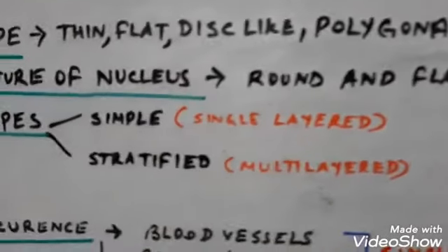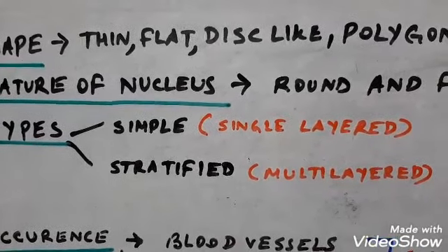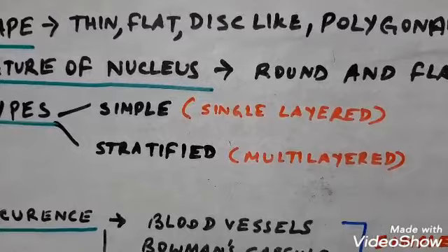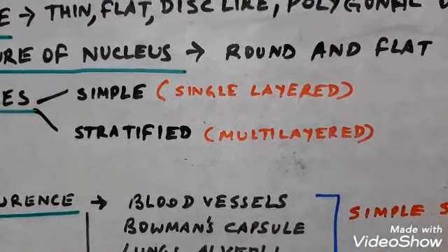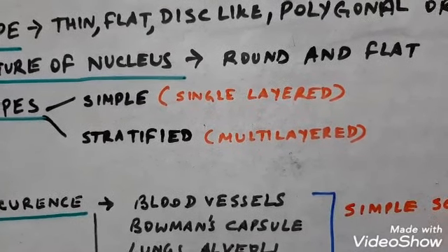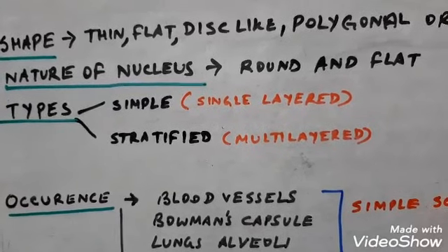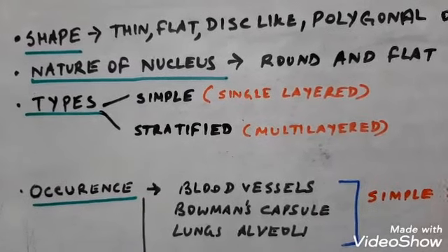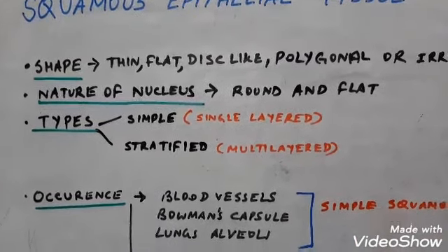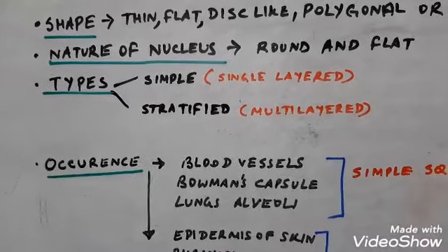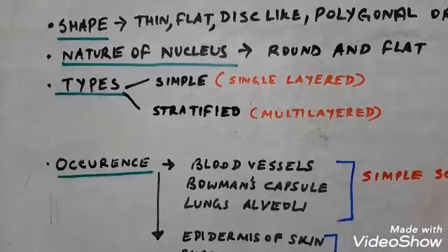And the types, as I told you before, it may be divided into simple if it is made up of a single layer of epithelial cells, and stratified, or it is currently called compound epithelium, if there are more than one layer of cells. So stratified and simple, these are the two types of squamous epithelium based on the number of cell layers. Next comes the occurrence or the presence. Where is this squamous epithelium present in our body?